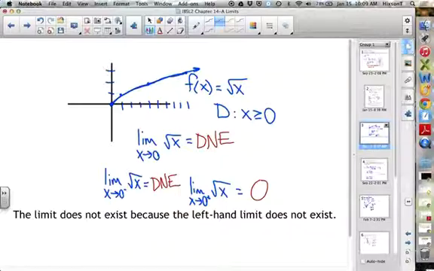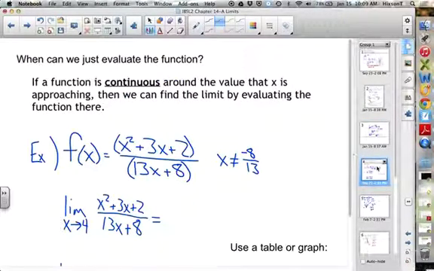So, that's as far as we got today. We're going to look tomorrow at how or when we can just evaluate to get a limit.